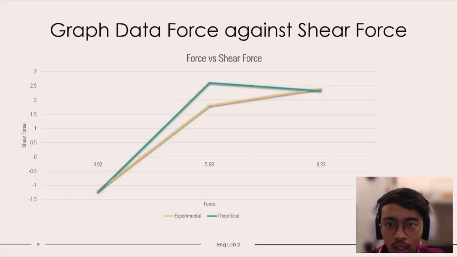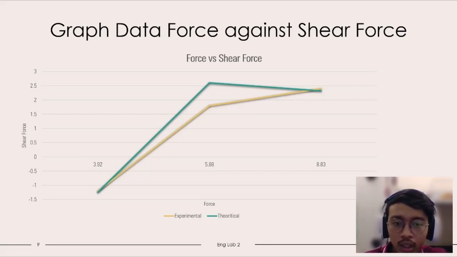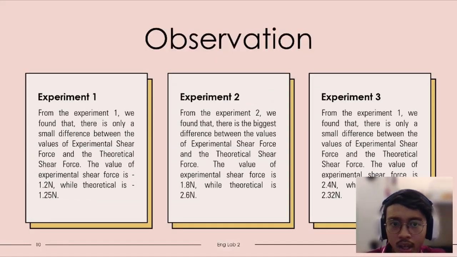Next is the graph of data, force against shear force. We can see from the graph that the yellow color is the experimental shear force and the green color is the theoretical shear force. Next, the observation.